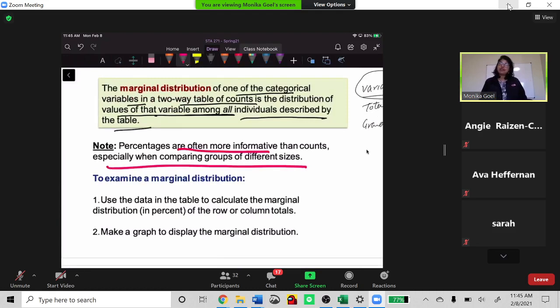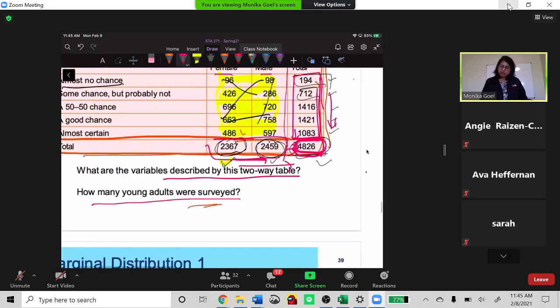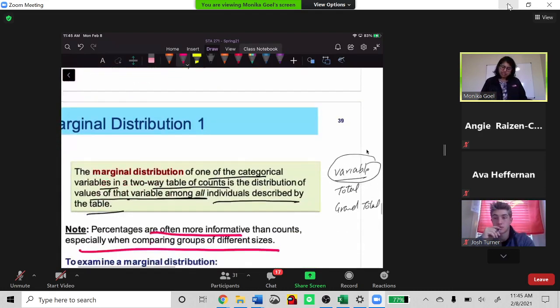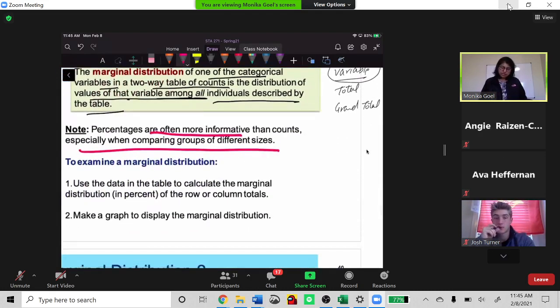Because if you have the count, if I look at this number, this might not give me a better idea, because I'm just looking at these numbers. And percentages are more informative when you say 194, 233, or 296. When I say 40%, 43%, 29%, the percents give me a better idea instead of just the counts.